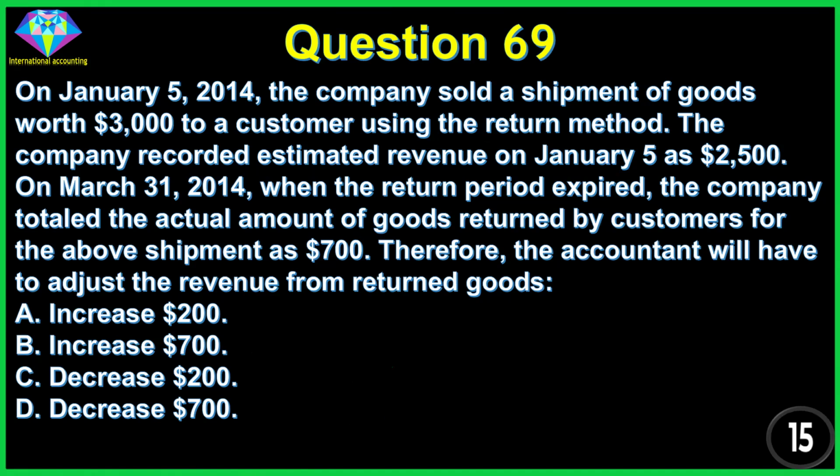On January 5, 2014, the company sold a shipment of goods worth $3,000 to a customer using the return method. The company recorded estimated revenue on January 5 as $2,500. On March 31, 2014, when the return period expired, the company totaled the actual amount of goods returned by customers for the above shipment as $700. Therefore, the accountant will have to adjust the revenue from returned goods. A. Increase $200. B. Increase $700. C. Decrease $200. D. Decrease $700.